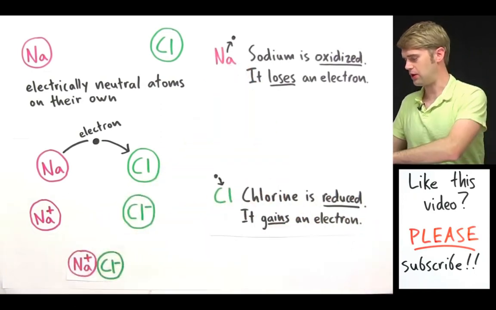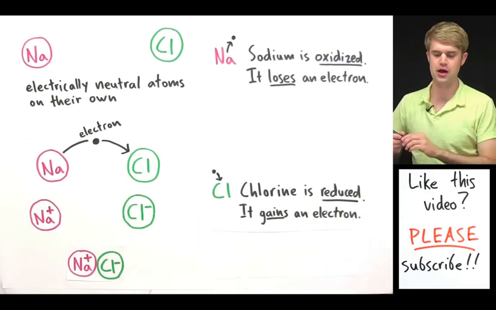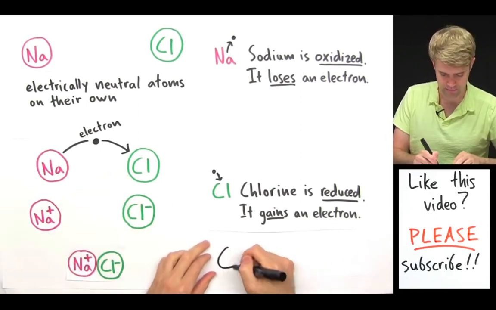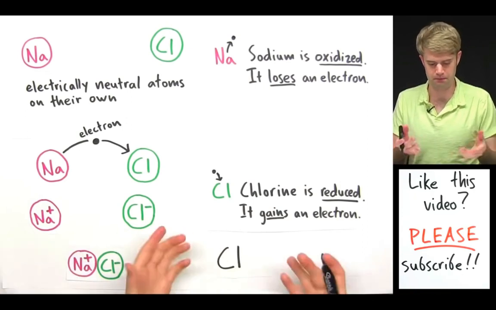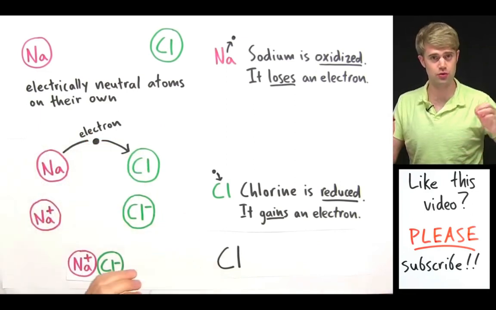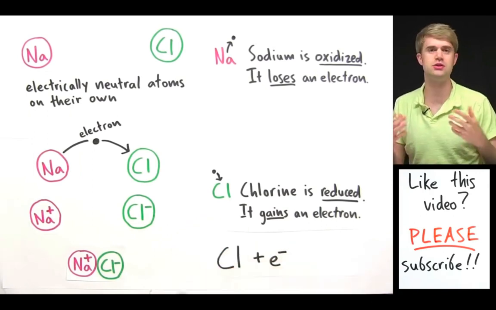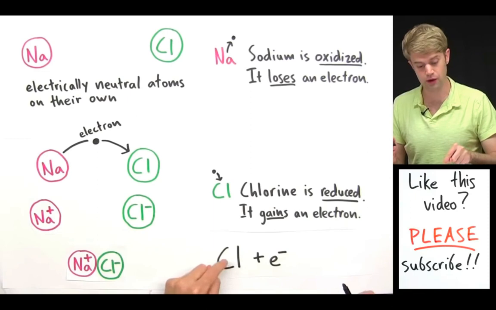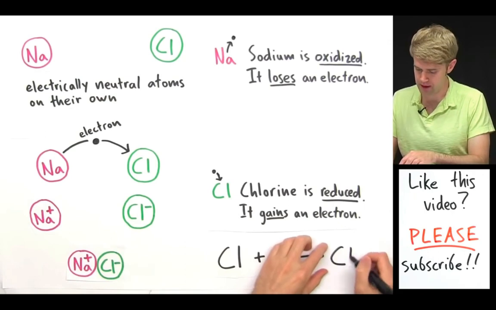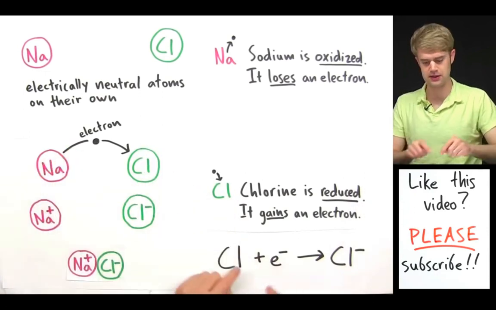So let's start out here with chlorine. I want to write a chemical equation that shows the reduction of chlorine. So I'm going to start out with Cl here. This is neutral chlorine. It doesn't have any charge. It's this thing here. And then it receives an electron. So to write an equation for that, I'm going to write plus e minus. e minus is a symbol we use for electrons. So Cl, neutral chlorine, plus 1 electron gives me this guy right here, Cl1 minus.